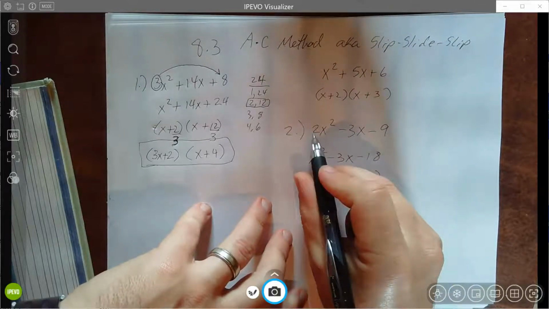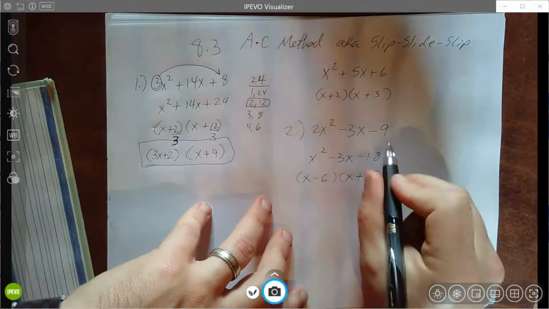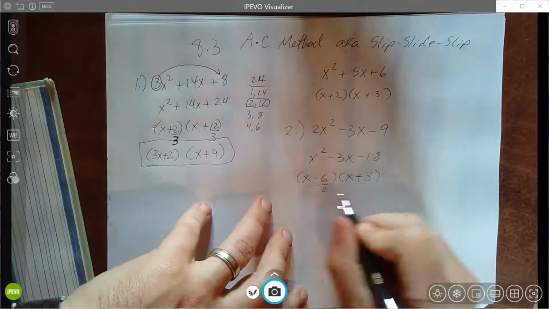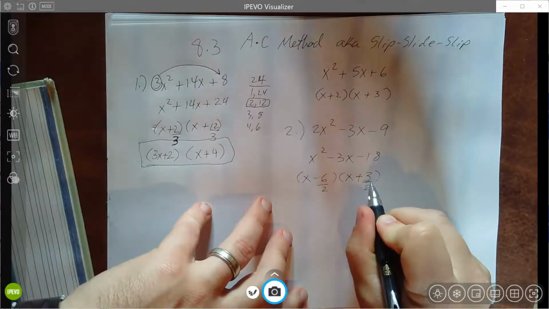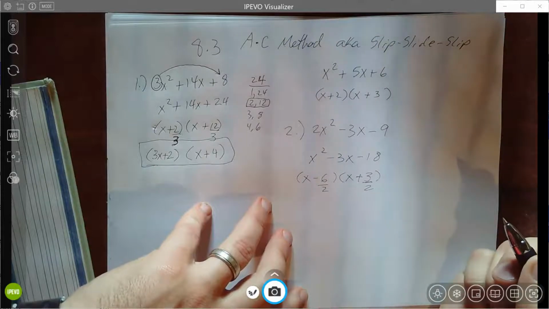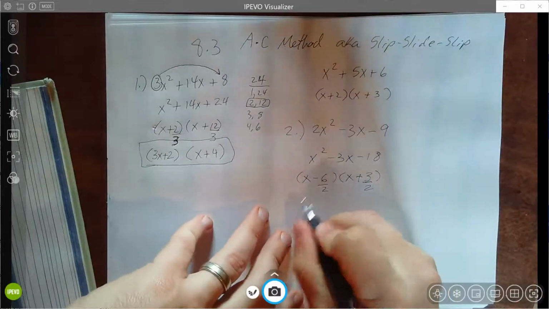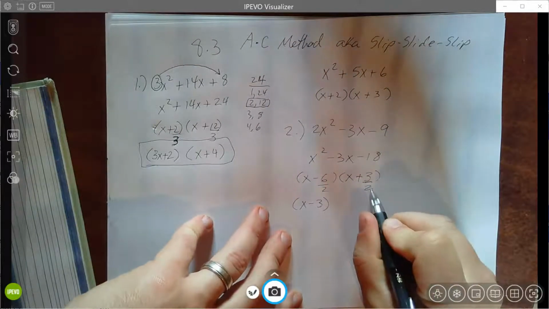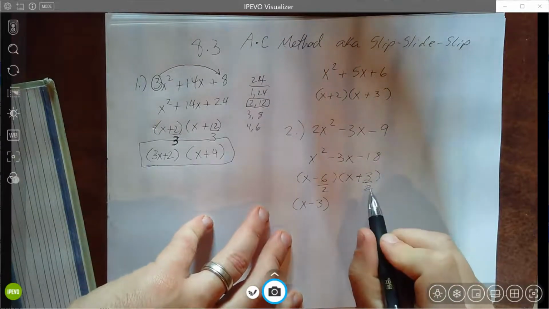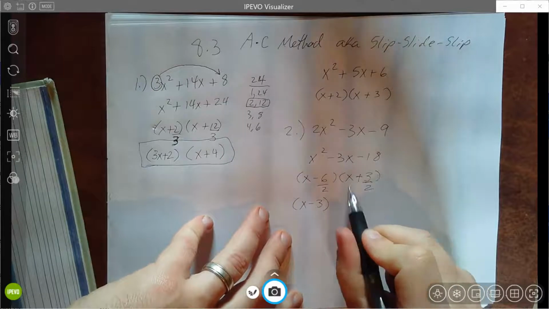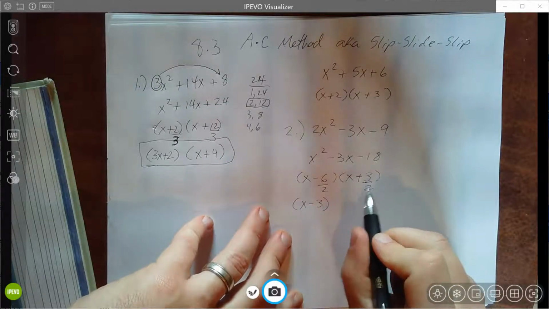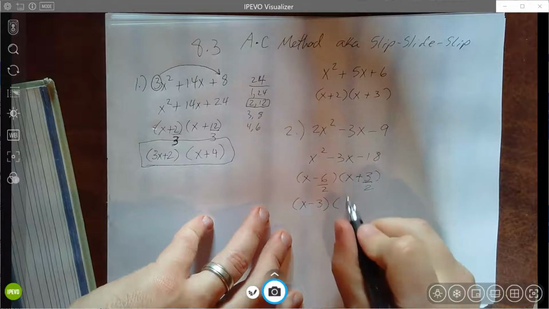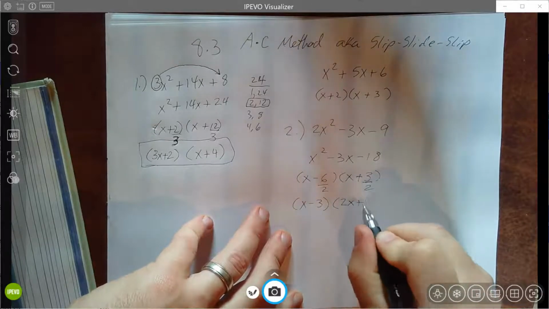Now I have to slide that 2 that I slipped down there earlier. I have to slide it now under these 2 numbers and then reduce. Well, this one will reduce. X minus 6 over 2 reduces to x minus 3. This one won't reduce, so I now slip this 2 back in front of its x term. So the 2 goes in front of that x, so now it's 2x plus 3.